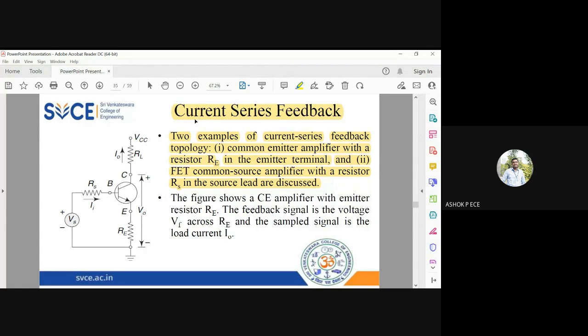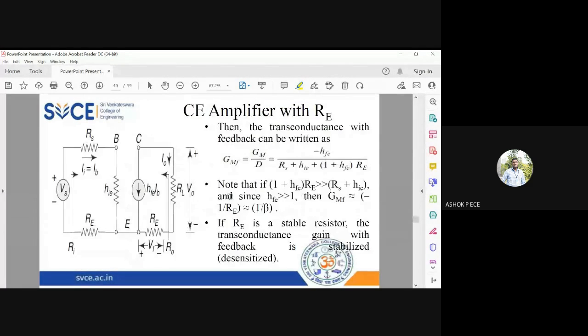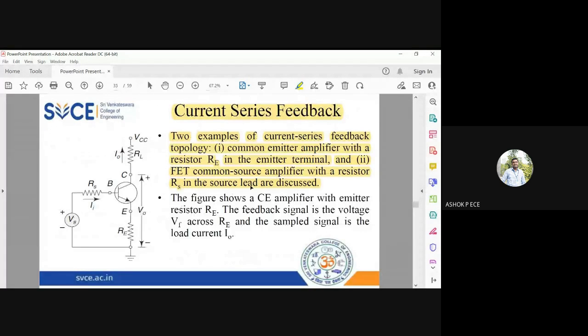See, in current series, the current represents your output side, and series represents your input side. So at the output, I'm going to measure current, and at the input, you have to see what gets added. Voltage gets added in series. So output is current, input is voltage. So the ratio, if you take I by V, this amplifier is going to be a transconductance amplifier. So you will be finding what is called GM. So first, from the name, you have to identify what amplifier it is.